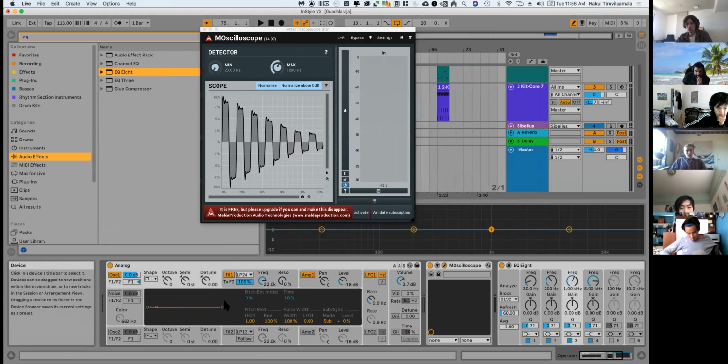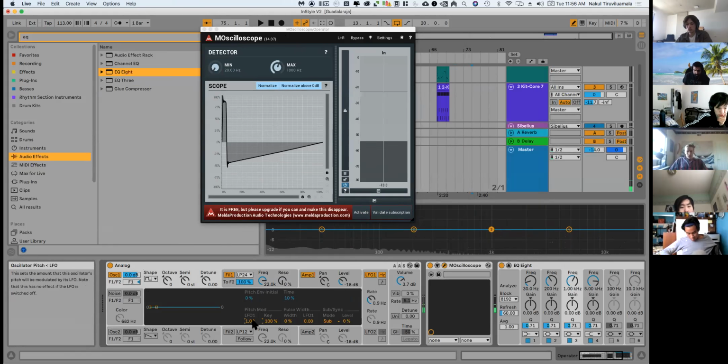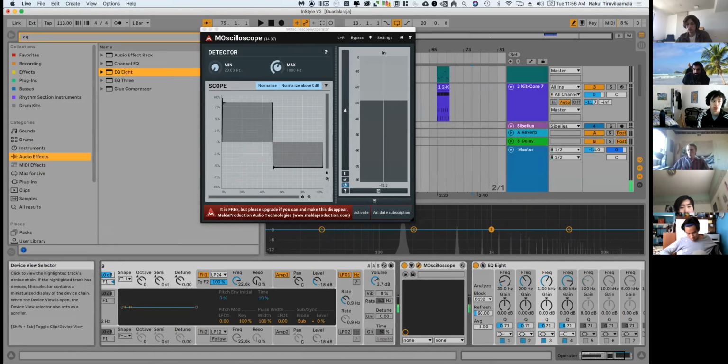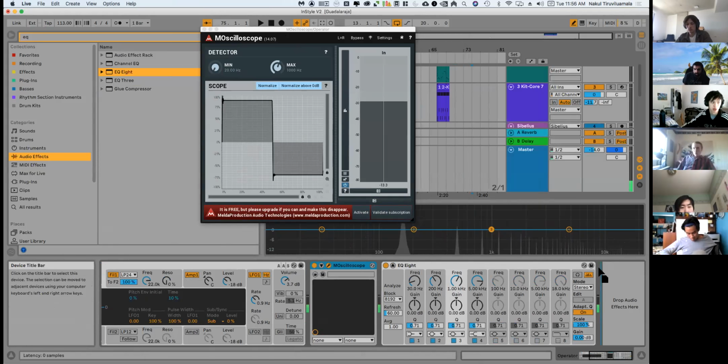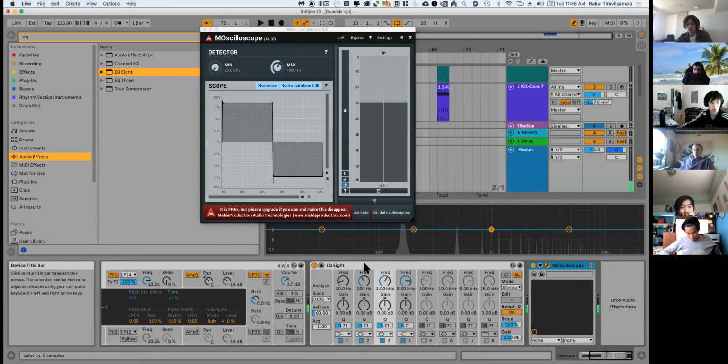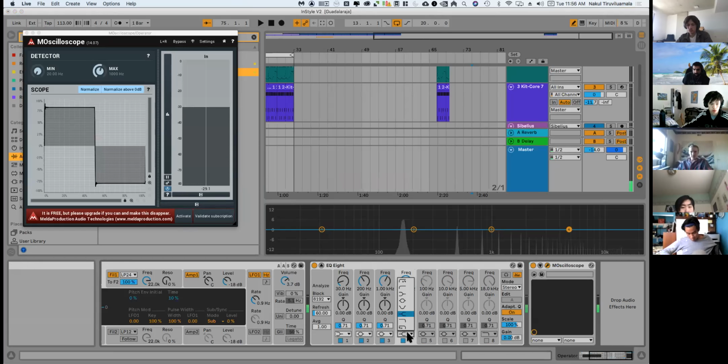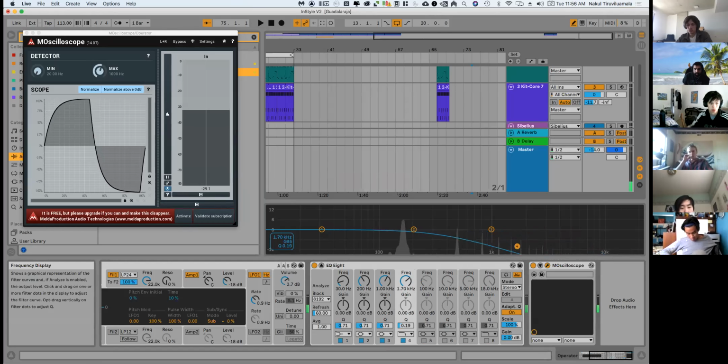So I'm going to go back here. I'm going to turn off the pulse width, right? I'm going to turn off the pitch modulation. Right now, I have a square wave. What happens if I change the filter type? What happens if I start filtering out all of the high frequencies? What is this? What is this witchcraft, right?